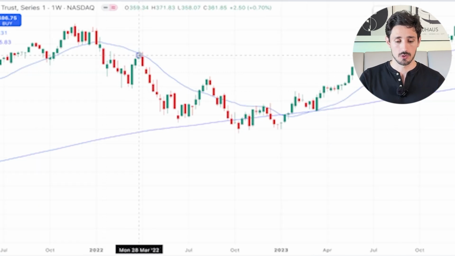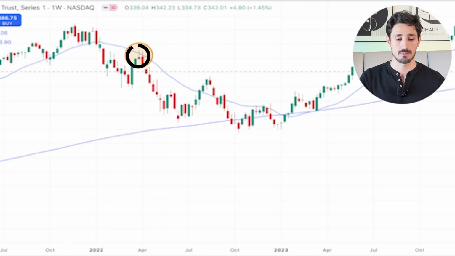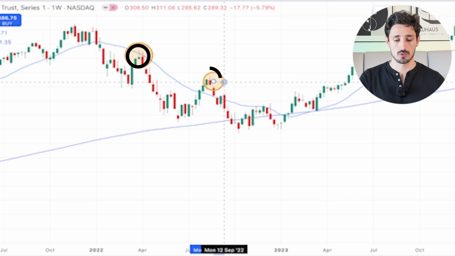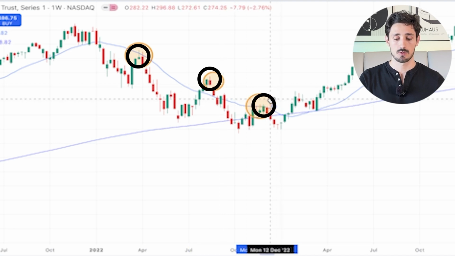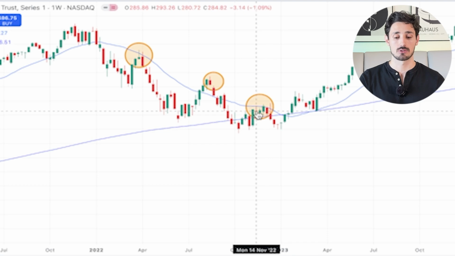Even for a downtrend, you could see how prices are respecting the 20 MA here, how prices are respecting the 20 MA here as well, and of course how the 20 MA is being respected by price at the end of the downtrend right here.